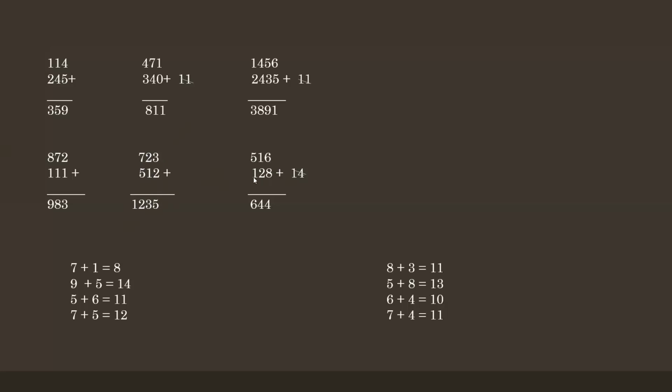516 plus 128. Again, 6 plus 8 will give me 14. I must place the 14 outside, cross out the 4, place the 4 under the 1's column. 2 plus 1 is 3 and 1 gives us 4. Under the hundreds columns, 5 plus 1 will give me 6. Our answer is 644. I have placed some simple addition here for you.